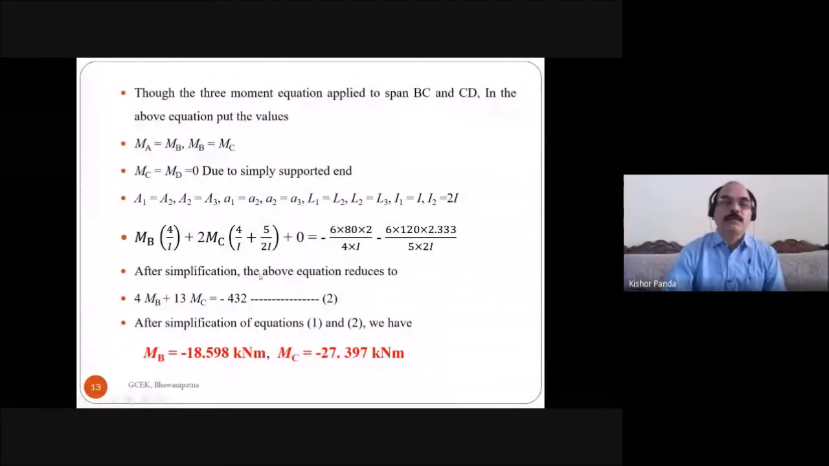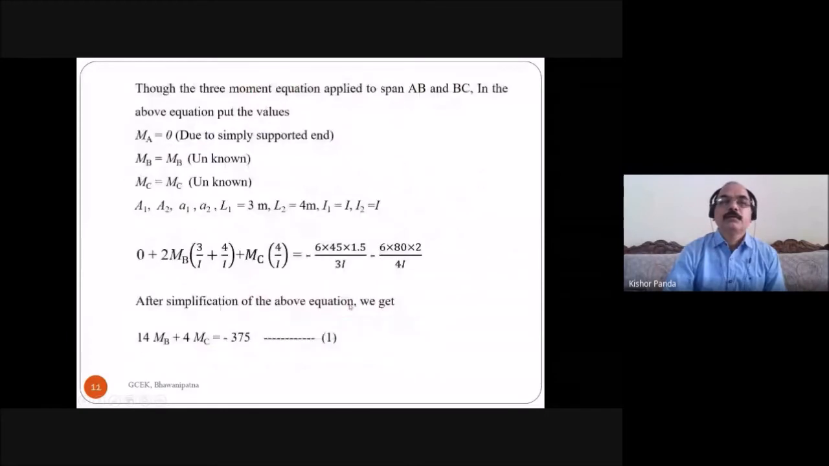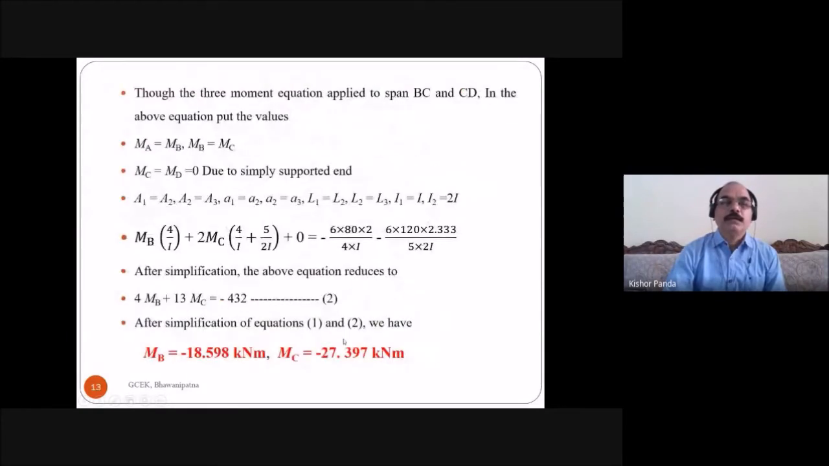Then after simplification, this equation becomes 4MB plus 13MC is equal to minus 432. This is equation 2. This is equation 1, and this is equation 2. Then after simplification of these two equations, we get the unknown moments MB and MC. MB is equal to minus 18.598 kilonewton meter, and MC is equal to minus 27.397 kilonewton meter. So these are the moments you got at the interior supports.